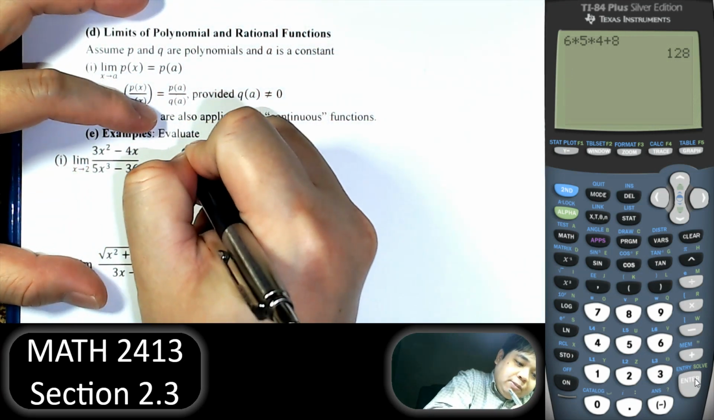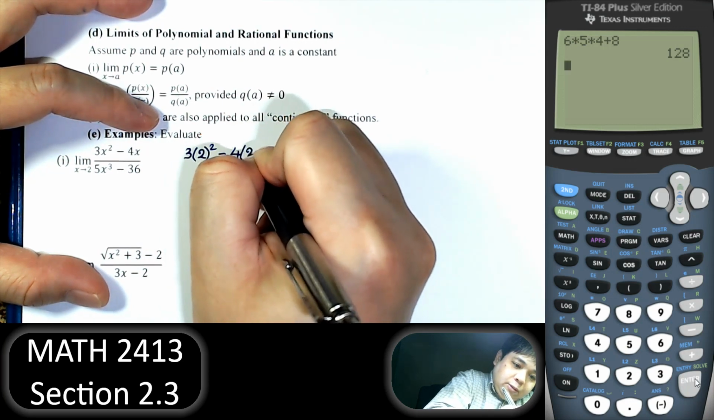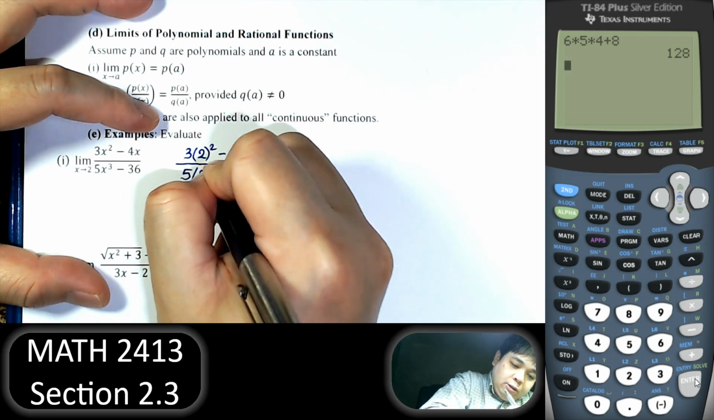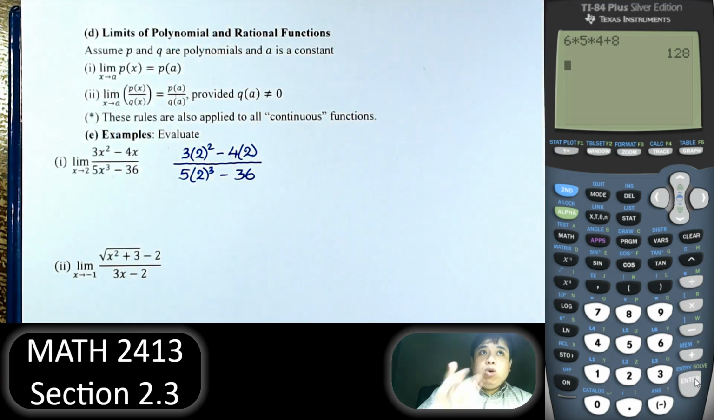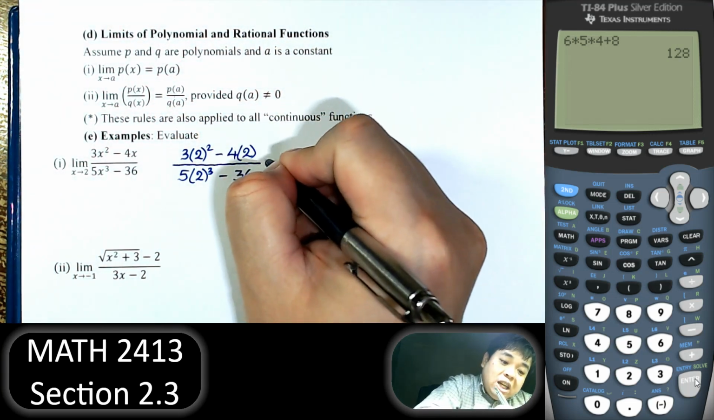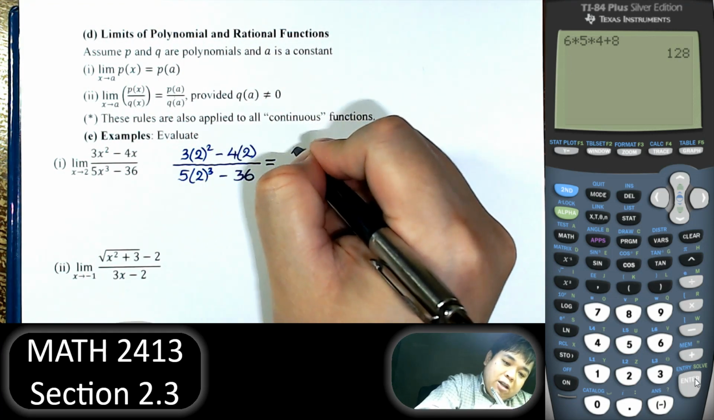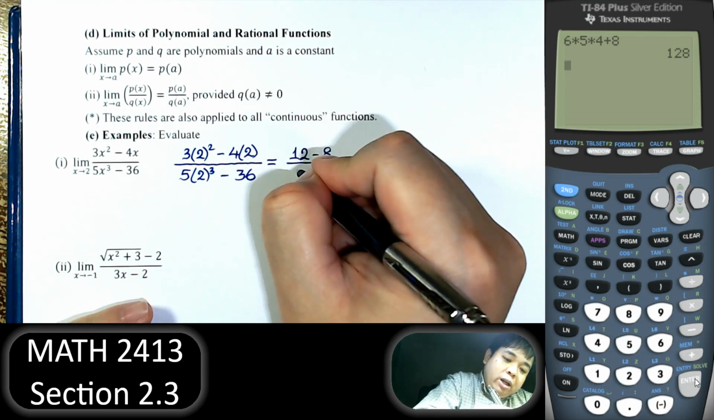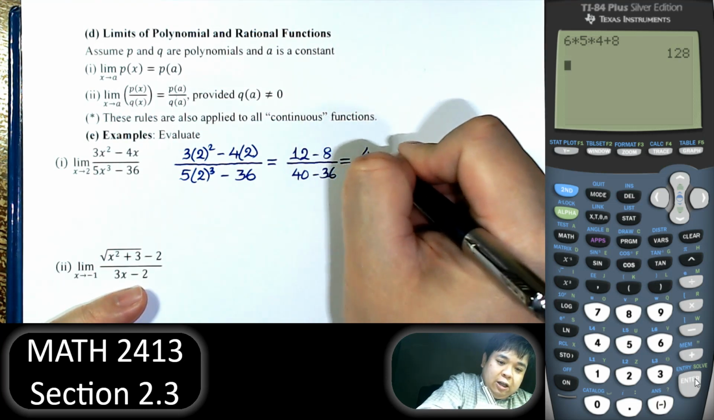I'm going to put 2 in. Notice I put in 2. I don't write the equal sign here because I don't know if they are equal or not. Let's see what this equals first. 2 squared is 4, times 3 is 12, so we have 12 minus 8. And 2 cubed is 8, times 5 is 40, minus 36. So we have 4 over 4, equal to 1.